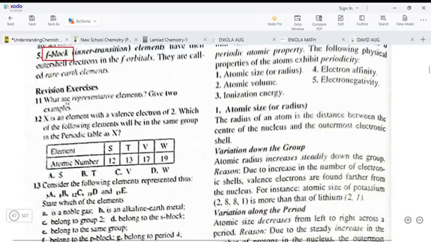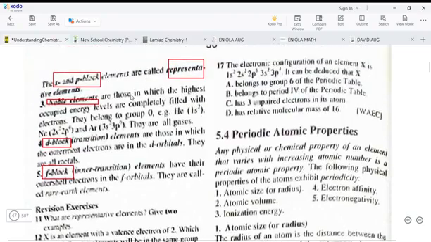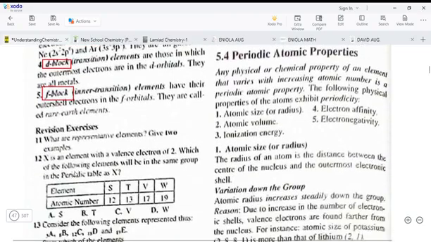They can ask what representative elements are. That's the S and the P blocks, they are representative. Why? Because they are from the first 20 elements. Two examples are hydrogen, helium, or any elements you know from the first 20 elements of the periodic table.